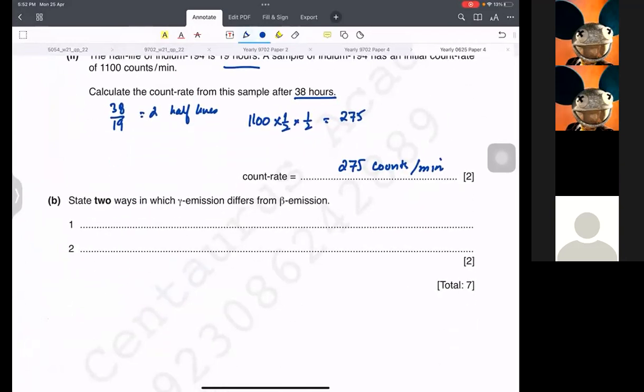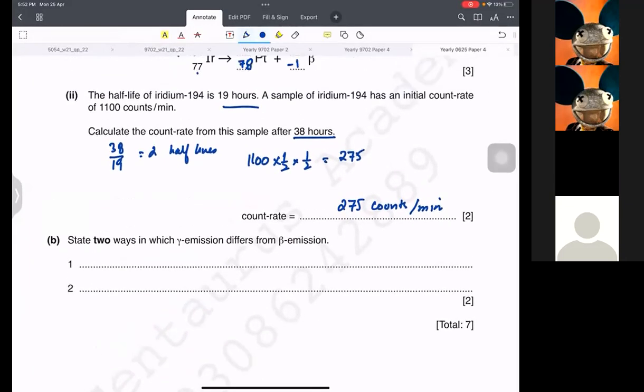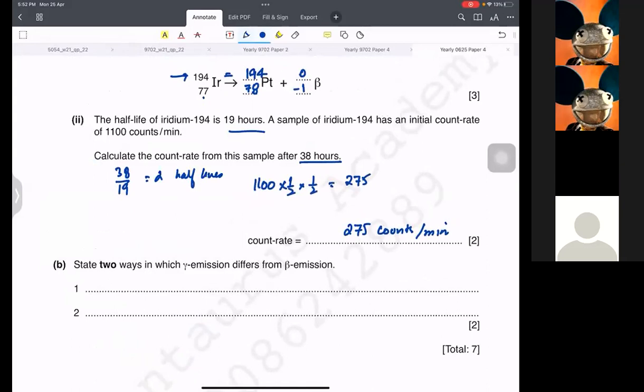Okay. And yes. Can the half-life be in decimal place? Is it possible? Half-life will be in decimal? No, not in your course right now. It is possible, but maybe in A levels. Yes, yes. Okay.